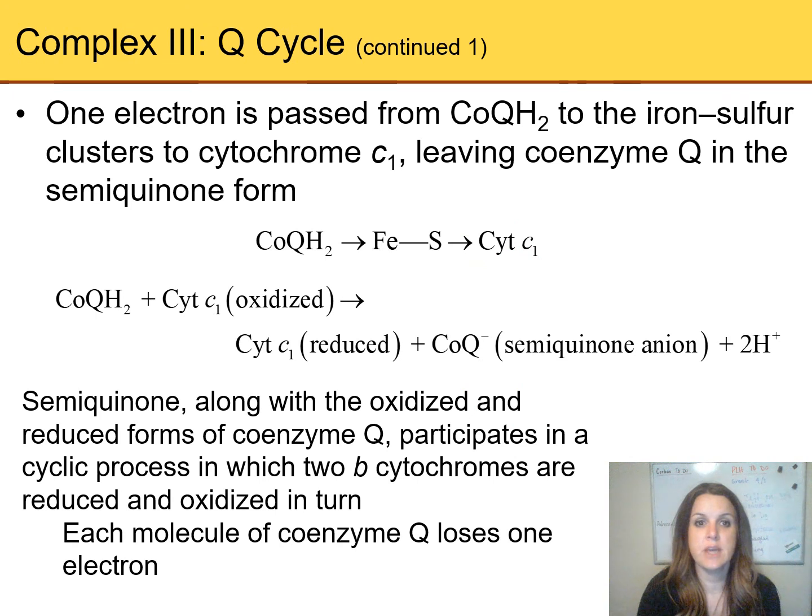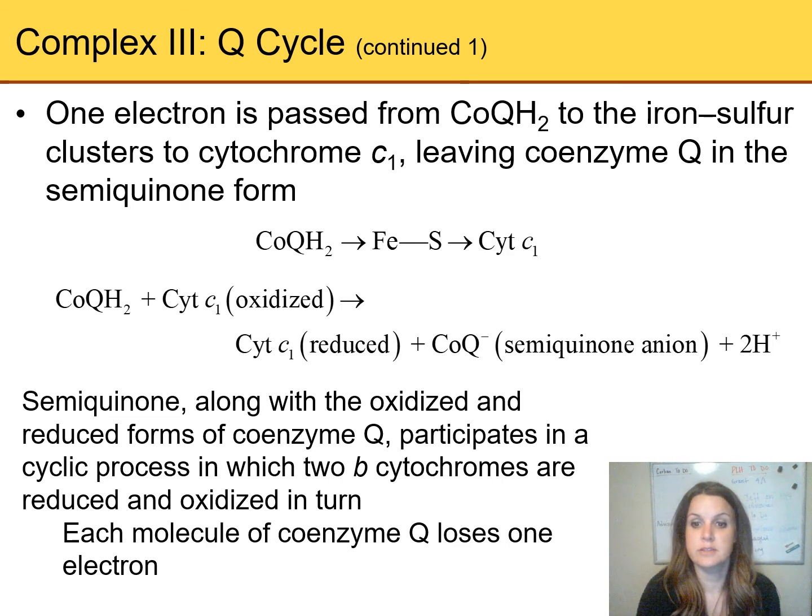So what you see is that one electron is passed from coenzyme Q to cytochrome C, leaving coenzyme Q in the semiquinone form, or with just one electron bound to it. And you're going to see that repeatedly. That's why it's a cycle. It donates one electron at a time, even though it's going to be able to accept two electrons from the previous complex.